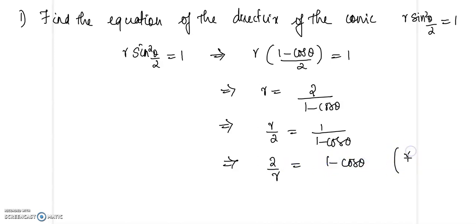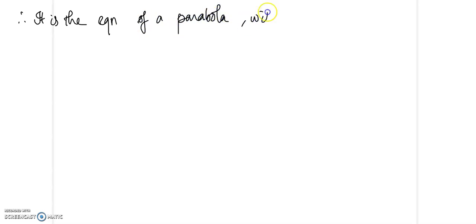So this is in the form L by r equal to 1 minus e cos theta. So here e is equal to 1. Comparing with this equation, L is equal to 2. So therefore this is the equation of a parabola with semilatus rectum 2.